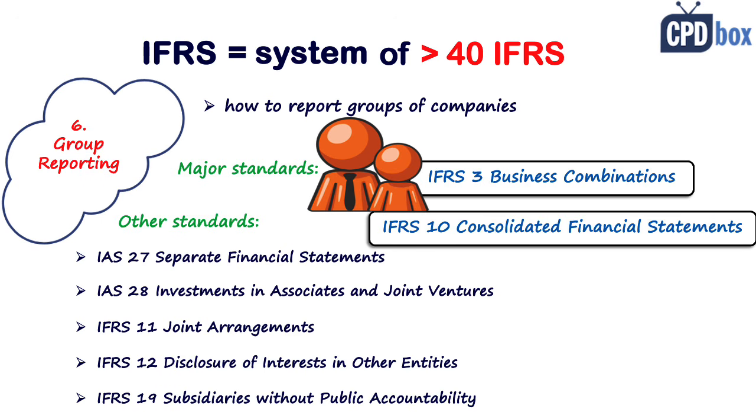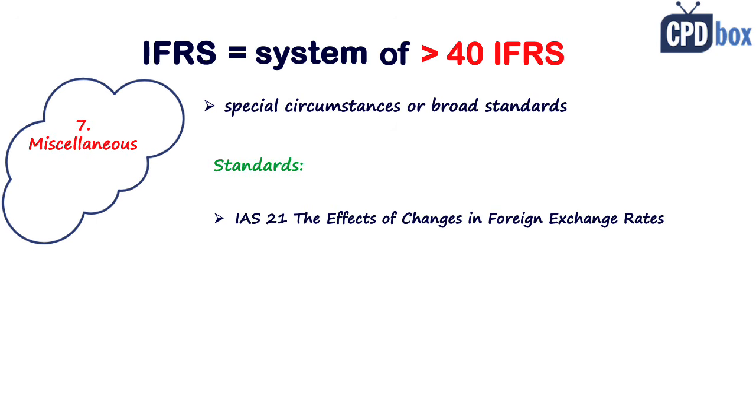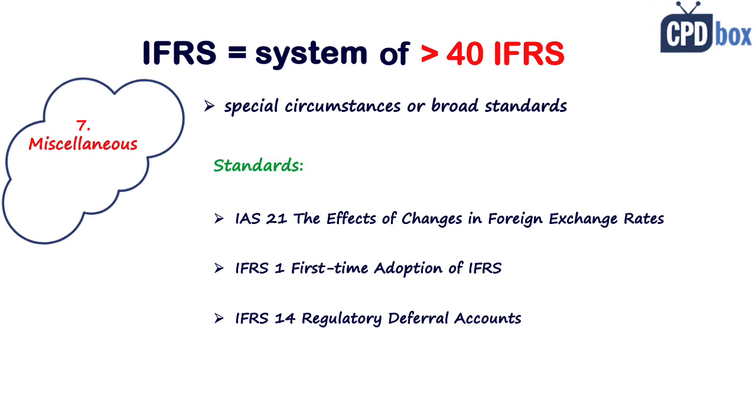And then we have the cloud miscellaneous. This is the cloud containing standards that apply to special circumstances or are not categorized elsewhere, or they broadly apply to all categories, like IAS 21, The Effects of Changes in Foreign Exchange Rates, IFRS 1, First-time Adoption of IFRS, and IFRS 14, which is Regulatory Deferral Accounts, which has limited relevance, but it's still issued.